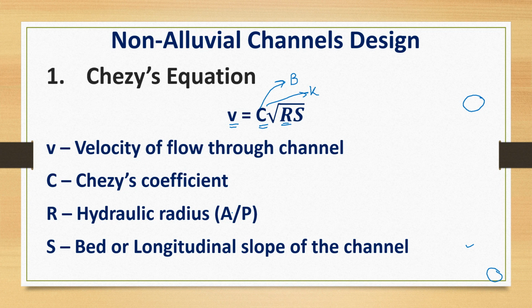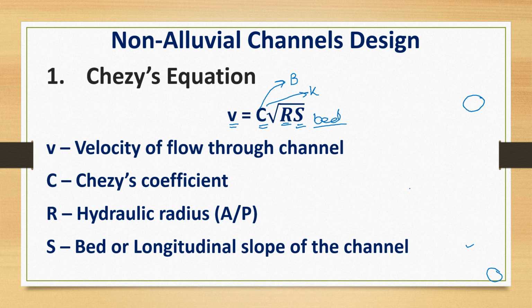We normally see two slopes given in a question. One of the slopes is the bed slope or longitudinal slope along the length of the channel. The slope is normally given for the bed, not for the sides. And the other slope is the side slope. There is no connection between side slope and the bed slope. These both are different things. So you have to understand this, because here S is known as the bed slope.